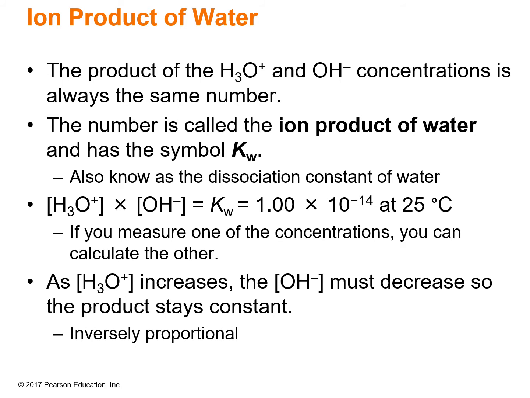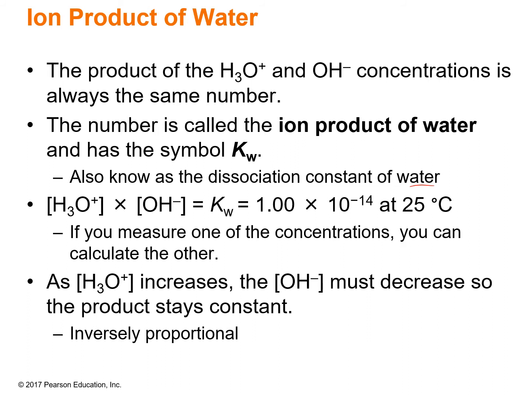So again, we've talked about K before. K in general means constant. That's the definition of K. Ka is going to be our acid ionization or dissociation constant. Therefore, Kw is going to be the water dissociation constant or water ionization constant.